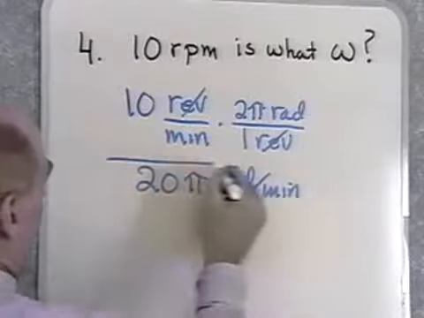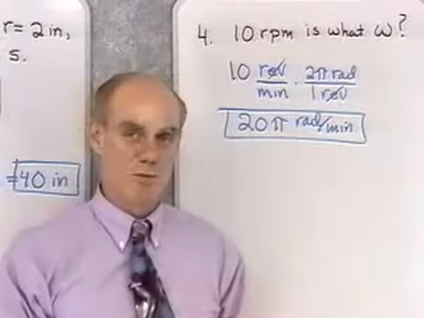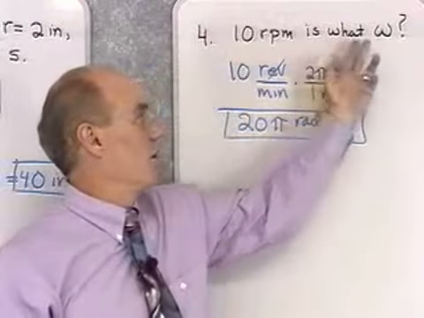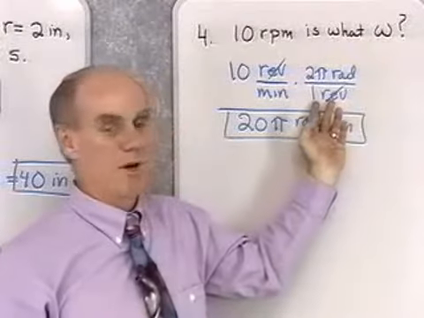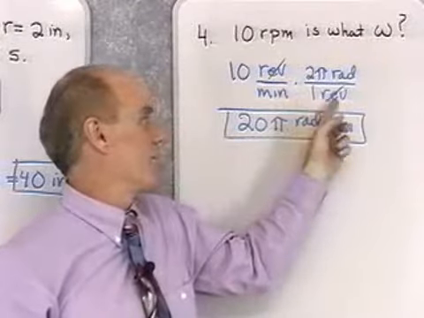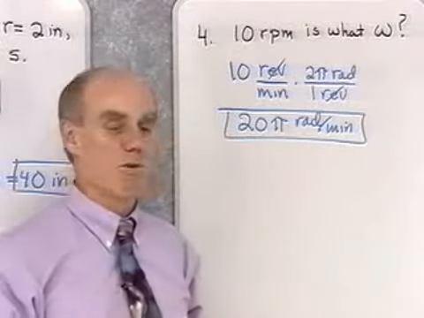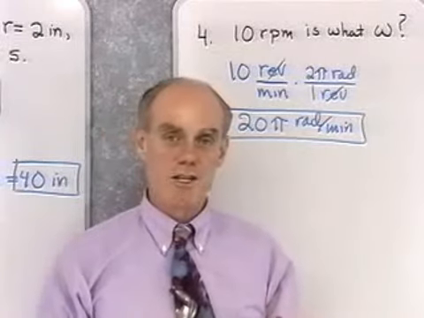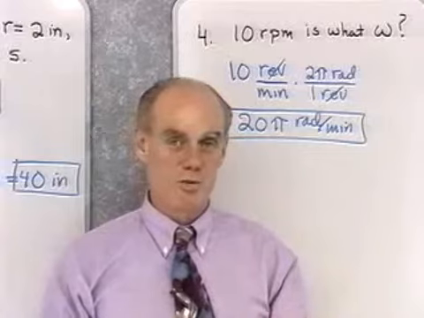per minute. So 20 pi radians per minute is the same as 10 revolutions per minute, and that will always be the case. So I can change from RPMs to angular velocity anytime I want by multiplying by 2 pi radians per revolution. The revolutions will divide out here, and I'll be left with radians per minute, which is the units for angular velocity. So that's a quick look at linear velocity, angular velocity when we have uniform circular motion, and the relationship between those two velocities.